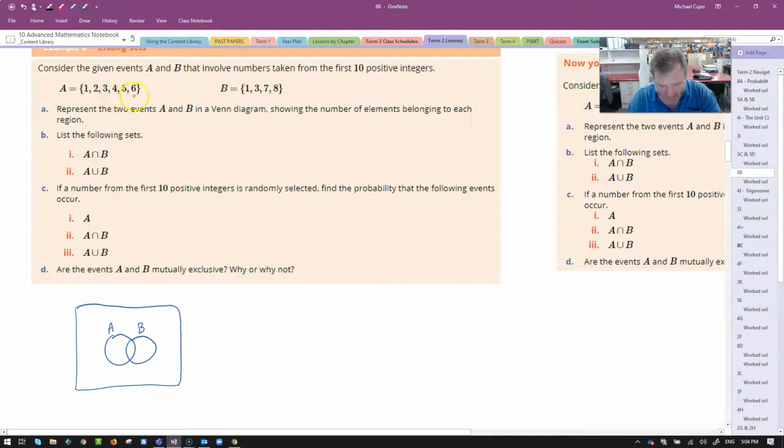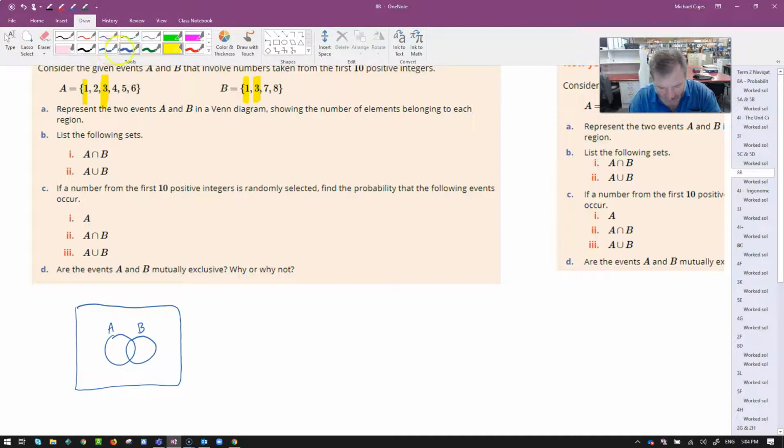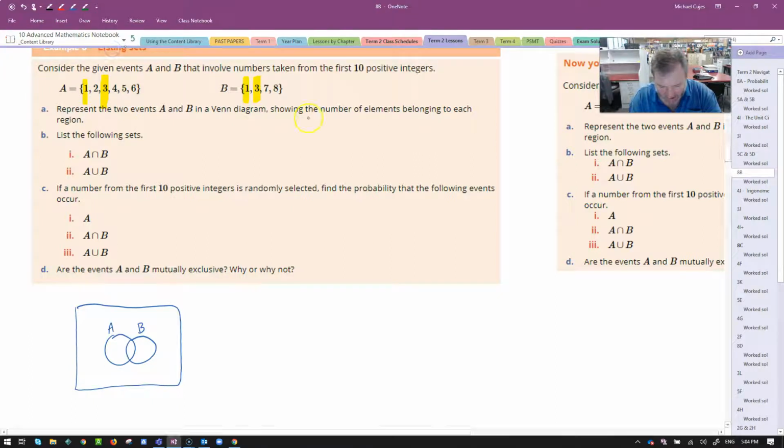So in set A I have 6 elements in total, but how many of them are also in set B? Let's just use a highlighter and check. Number 1 is in both sets. Number 3 is in both sets. 7 and 8, well, they're not on the faces of a die. So there are definitely 2 numbers that are in the intersection that are in both set A and set B. So what I'm going to do, it says to show the number of elements belonging to each region. Well, there are definitely 2 that are in the intersection.